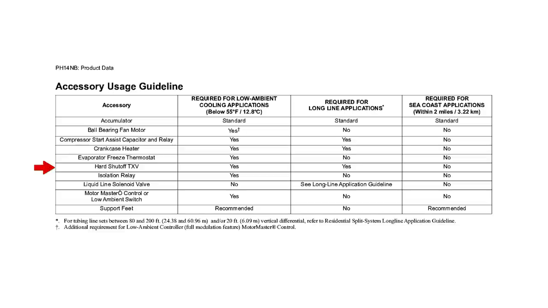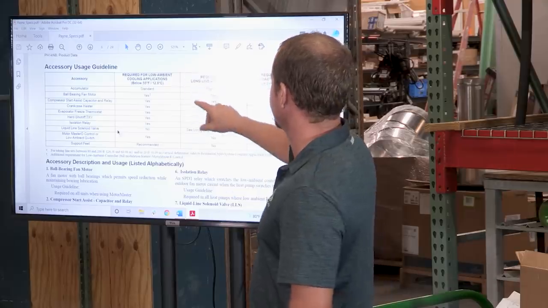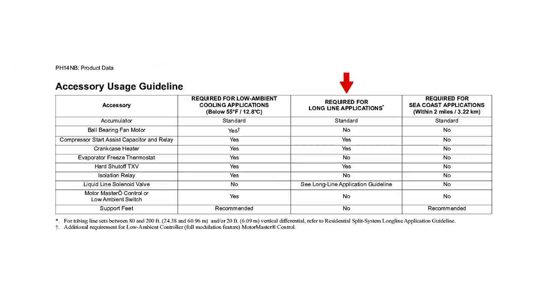You need a hard shut off TXV. Isolation relay. You don't need a liquid line solenoid valve, motor master, and support feeder recommended. Now let's go to what we're talking about required for long line applications. Over here it's for seacoast applications, but long line.